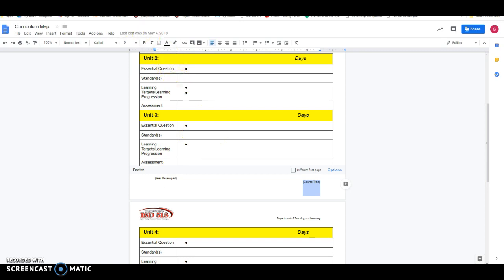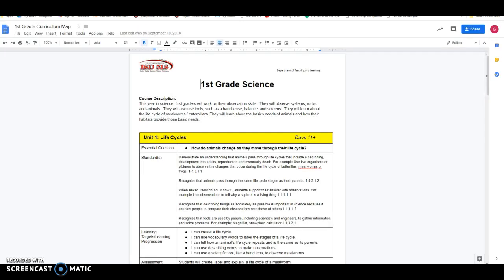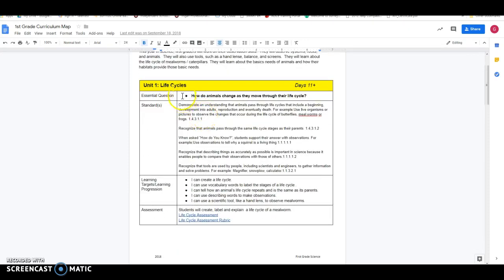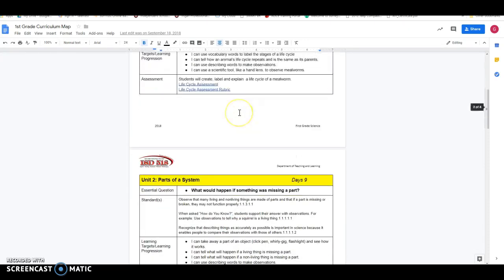So I did want to give you an example of what it would look like. This is one that was developed last summer in the school district. We have the title of the course, first grade science, and a short description. You see it's just a paragraph long, talking about some of the basic things that the students were going to be learning about. And then they broke it down by the units.